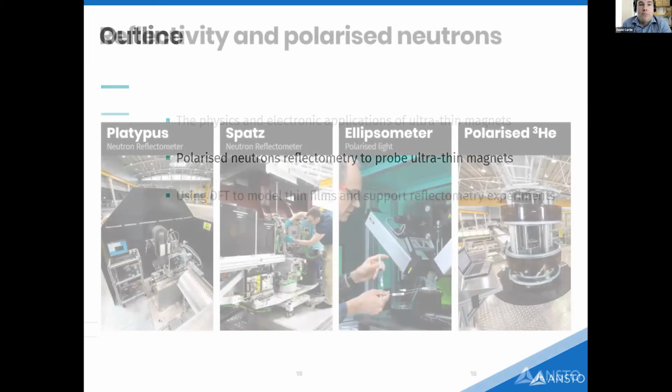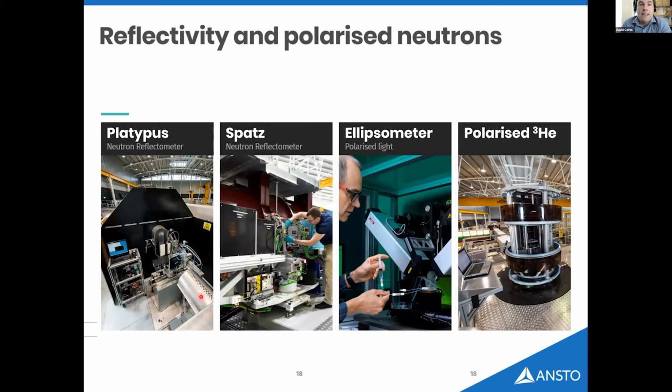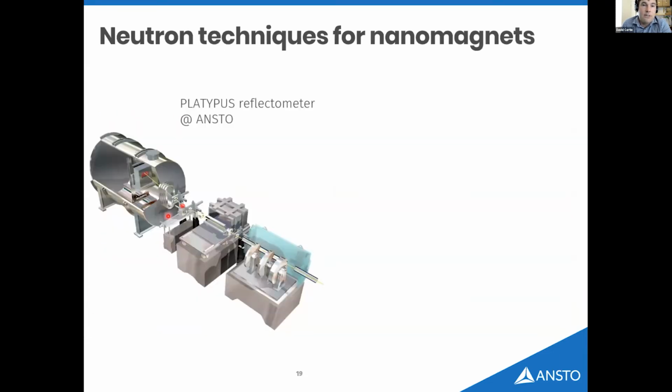So polarized neutron reflectometry is a beam-based technique, okay? And at ANSTO, we have a variety of tools for studying ultra-thin films. All of our instruments, which are rather large, almost the size of a house, are named after animals. So we have the PLATYPUS reflectometer, the SPATZ reflectometer. We also have a variety of smaller equipment, ellipsometers, a physical property measurement system, and also the ability to polarize helium-3 for mobile polarization measurements on all the diffraction instruments. So the tool that we use for polarized neutron reflectometry primarily at this point is PLATYPUS, okay?